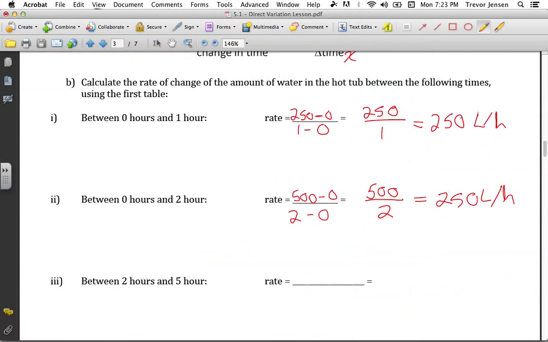So our change in water went from 500 to 1250, so calculate that difference. 1250 minus 500. And between 2 hours and 5 hours, calculate that difference, 5 minus 2. That gives me 750 over 3, which equals 250 liters per hour. And you'll notice, once again, that the rate of change of the amount of water in the hot tub is constant. It's the exact same for all three of these.